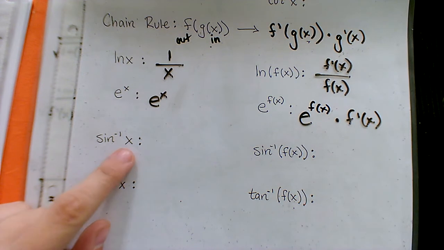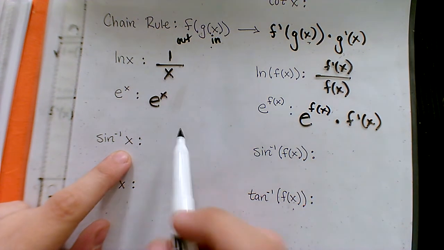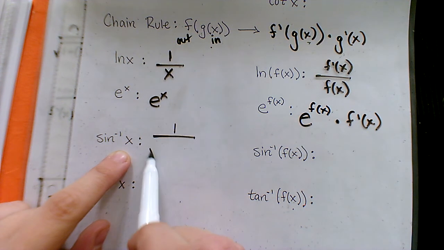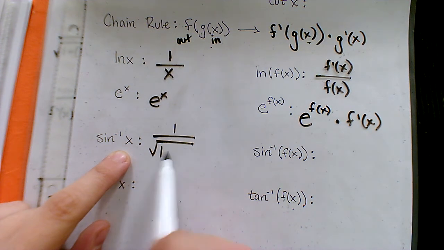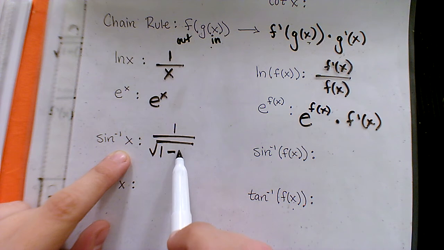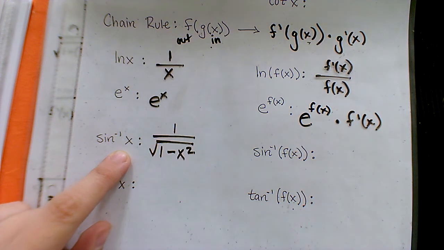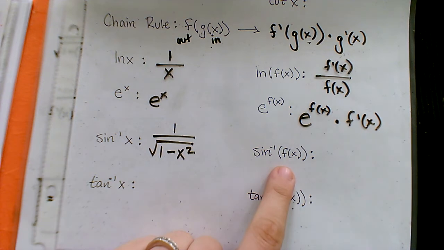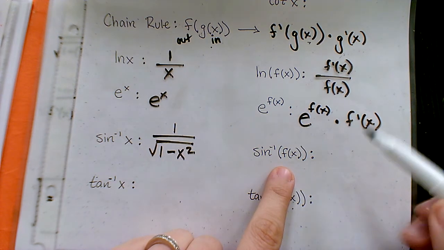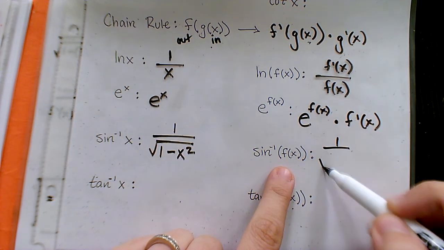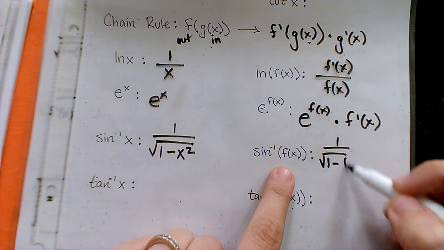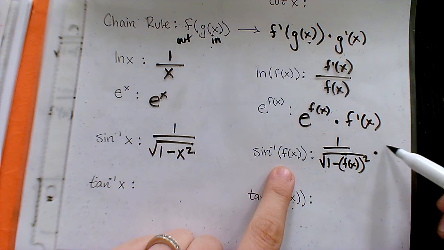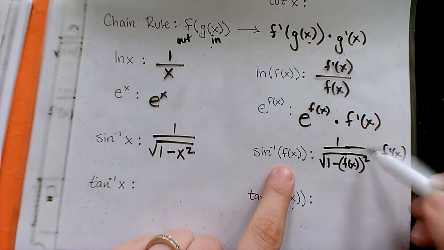So what about these new ones? Inverse sine, the basic one? 1 over square root of 1 minus x squared. Good. All right, that's if it's just x. What if it's a function on the inside? Squared, yep. Look at you go, yep.